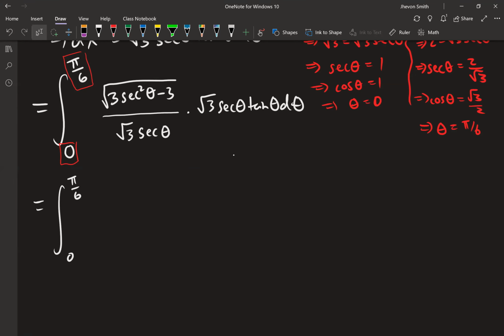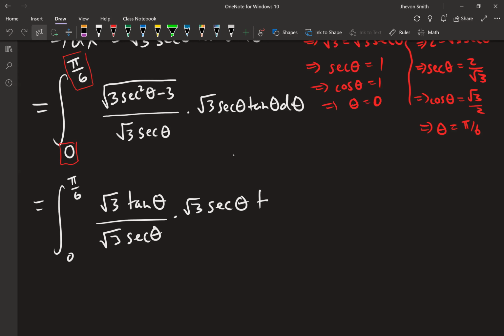Now, what's under here? Secant squared minus 1 is going to give us tangent squared. Take the radical of that, so we just get tangent, and then we have the radical 3. So we have radical 3 tangent. In the denominator, we have radical 3 secant theta. Then we multiply by radical 3 secant theta tangent theta. The radical 3 cancels this radical 3. This secant cancels that secant. And we end up having the integral from 0 to pi over 6 of radical 3 tangent squared theta.